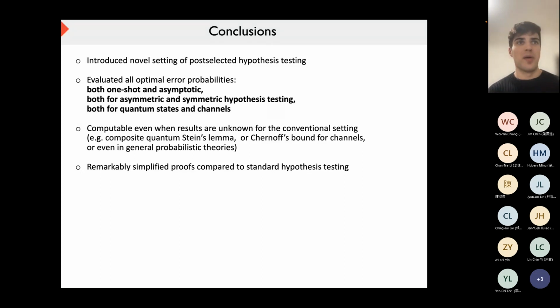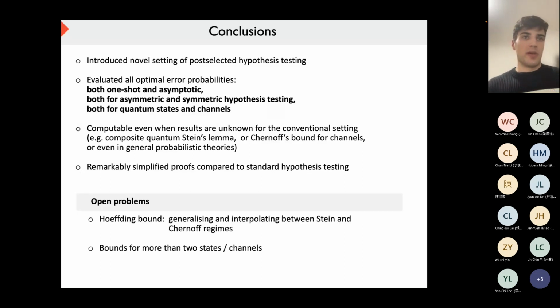Once you get the basic results, essentially everything else is not too difficult to obtain. It's a very simple follow-up. And that is the interesting property, because essentially we managed to simplify the whole framework of hypothesis testing just by making a small change. The only change we made here is to allow this third outcome, this third measurement outcome. And once we allow that, everything simplifies. So that is the remarkable property of this kind of setting, I believe.